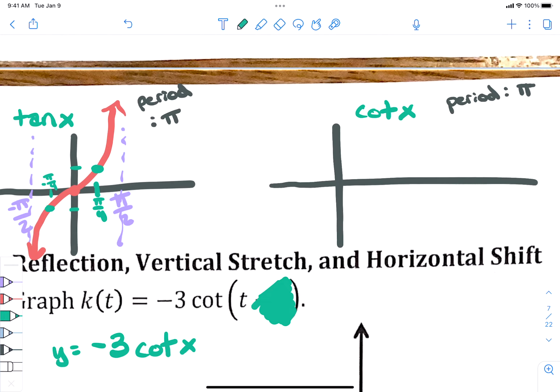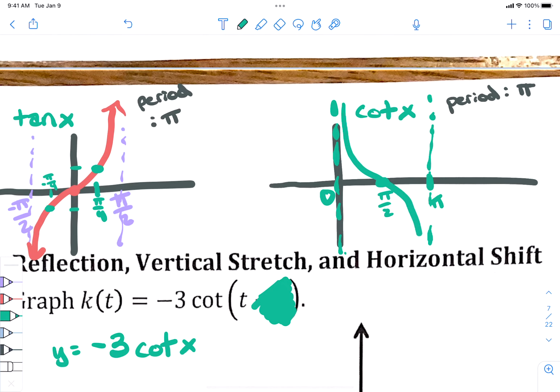He starts at 0, and if he starts at 0, where's his next vertical asymptote going to be? At pi. So he goes from 0 to pi, which means this place here in the middle, where he's going to cross, is at pi over 2. And he's going to go the other way. He is exactly the same. He's just shifted over and he's flipped.